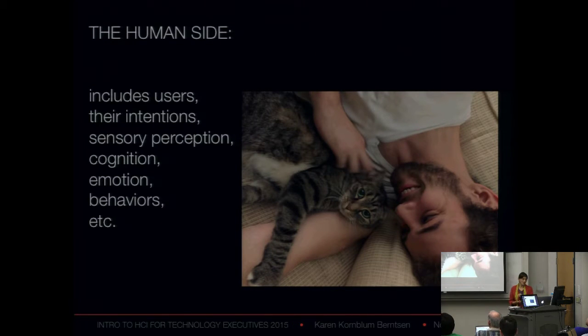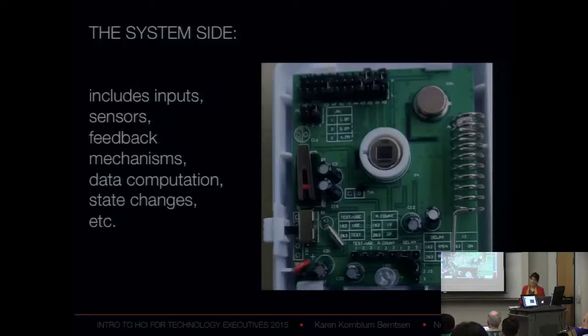So when you're designing for humans, you need to think about their intentions, their sensory perception, their cognition, their emotion, their behaviors. The list goes on and on. You can think about context. You can think about cultural context, sentimentality, nostalgia. There are a lot of drivers to the human side. When you think about the system side, you're thinking about sensors or feedback mechanisms, data computation, state changes, things like that. So again, you've got the human and the machine, and trying to bring them into some kind of luscious harmony where it's seamless.